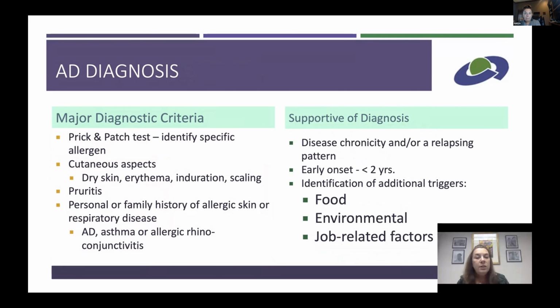We also need to consider the supportive diagnostic elements and consider how long the disease has been going on. What is that pattern of relapse and flare versus remission? How early did the symptoms begin? And then what are some of those potential triggers? It may be food that is contributing to the exacerbations or flare of AD. It could be the environmental factors, and certainly in some cases, even occupational or job related.